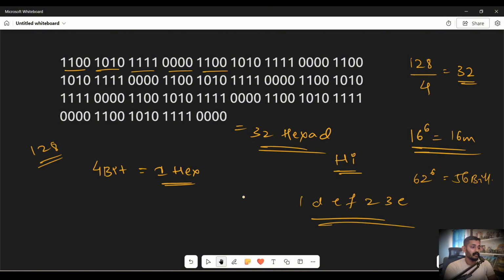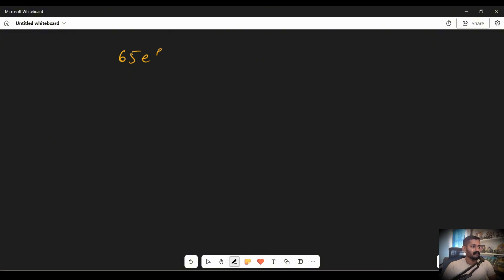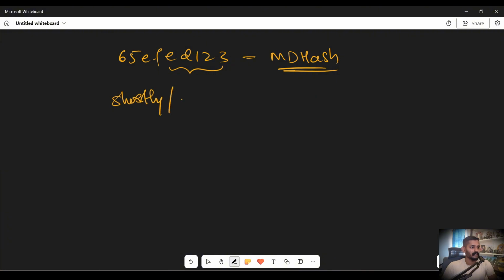And wherever it happens, they again check 6 F E D 1 2 3. Assume the MD5 hash becomes like this, so they extract some 6 characters from it, and that will be assigned to your website URL, and that will be stored in the database also. So it will become like shortly slash ed123.